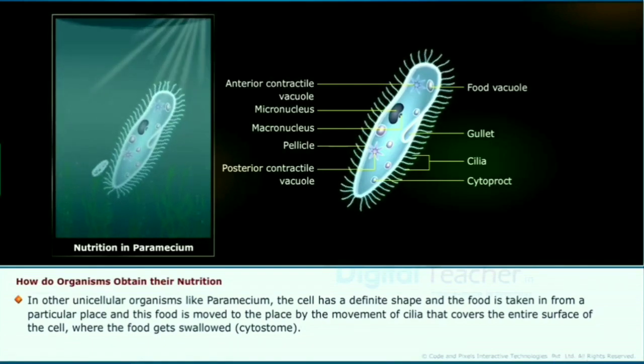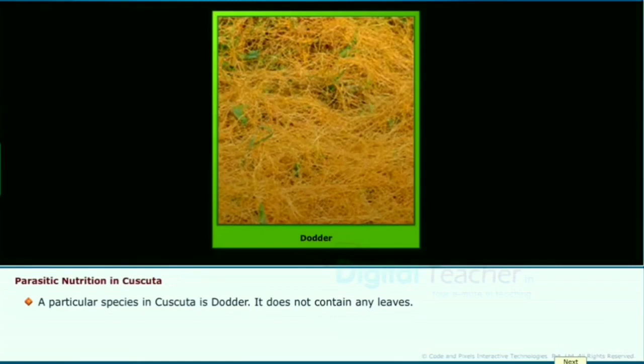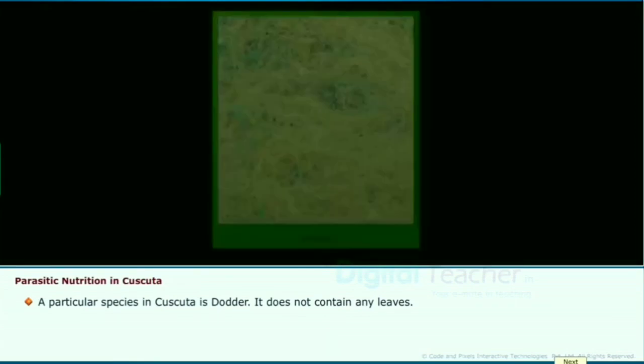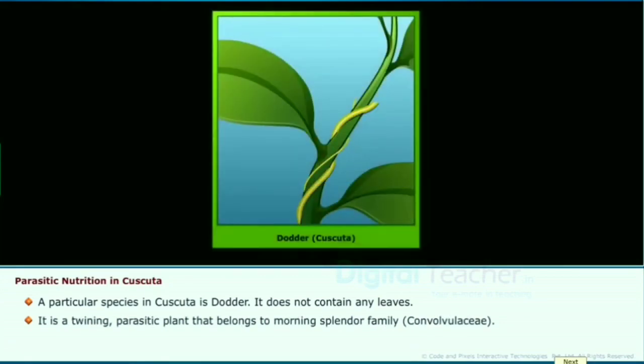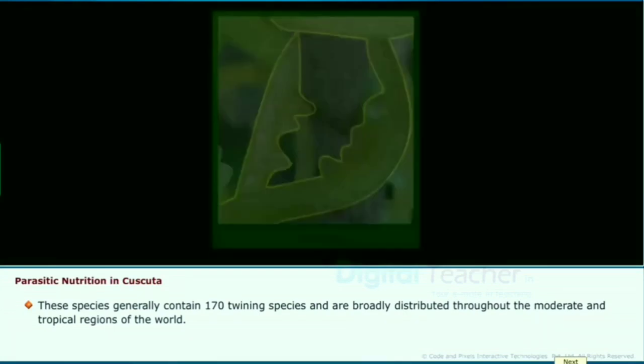Let us learn in detail about parasitic nutrition in Cuscuta. A particular species in Cuscuta is dodder. It does not contain any leaves. It is a twining, parasitic plant that belongs to the Morning Glory family. These species generally contain 170 twining species and are broadly distributed throughout the temperate and tropical regions of the world.